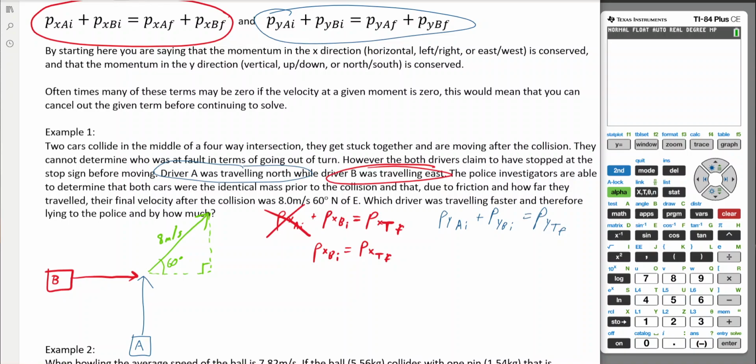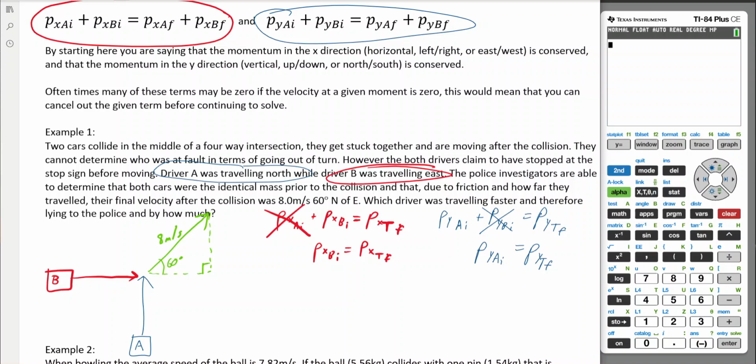Okay, so now in blue, you can see that A does have a Y direction, but B does not have a Y direction, so B actually will disappear. So instead we're going to have PYAI equals PYTF. Okay, now we have these formulas which will tell us the original velocity for B and the original velocity for A.